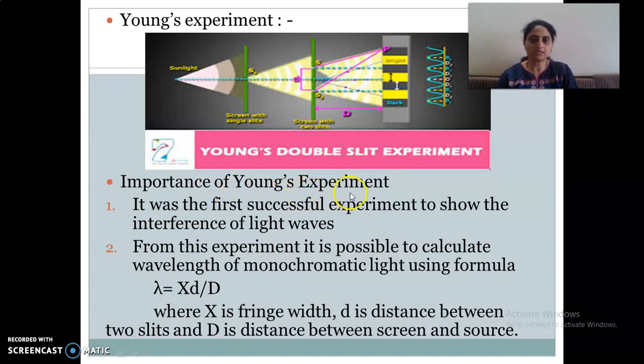What is the importance of Young's experiment? It was the first successful experiment to show the interference of light waves. From this experiment, it is possible to calculate the wavelength of monochromatic light using the formula lambda is equal to x d upon D, where x is the fringe width. Fringe width means distance between two bands, dark or light band. Small d is distance between two sources S1 and S2, and capital D is the distance between screen and sources. This is the formula which we use to find out the wavelength of light.